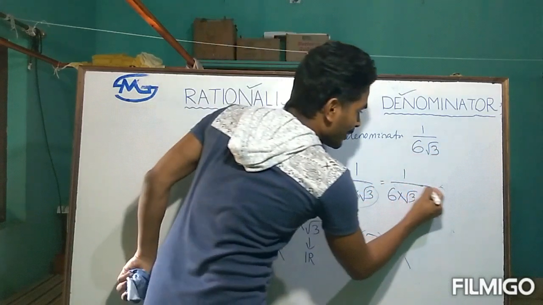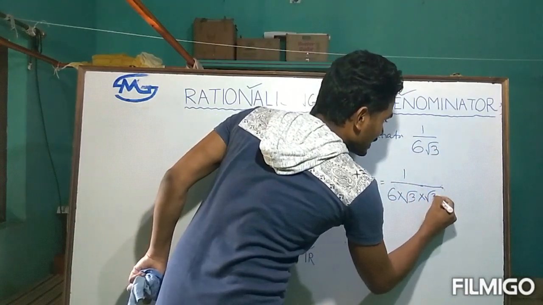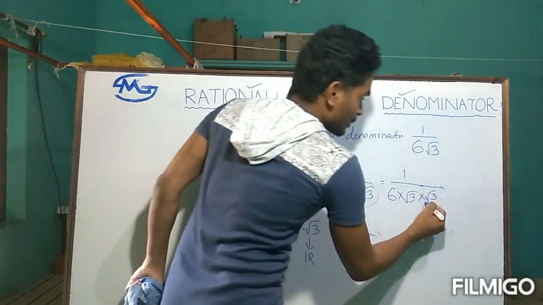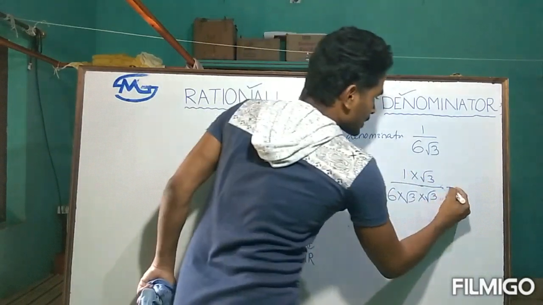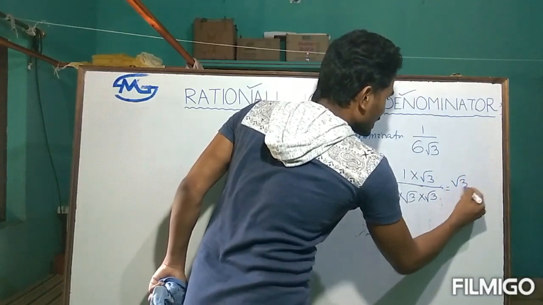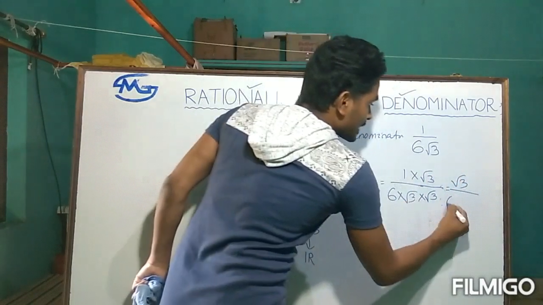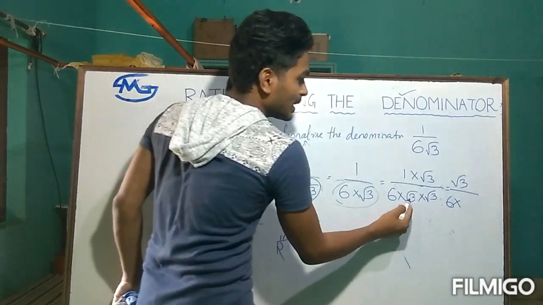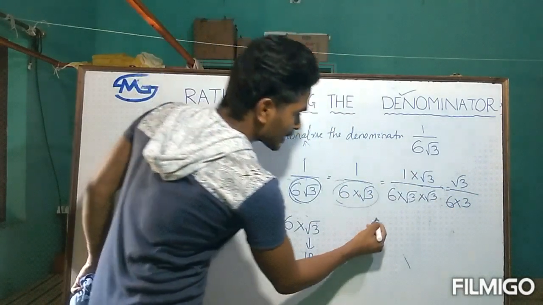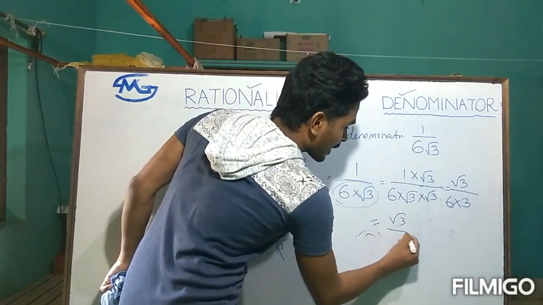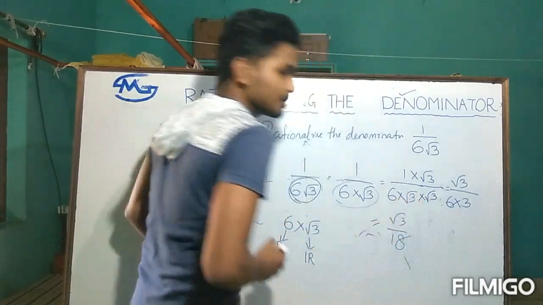How? By simply multiplying another root 3. Okay? Since we are multiplying root 3 in the denominator, we have to multiply root 3 in the numerator. So our answer is 1 into root 3 is root 3, divided by 6 whole into root 3 into root 3, which is how much? 3. Understood? So the answer is root 3 whole divided by 18.